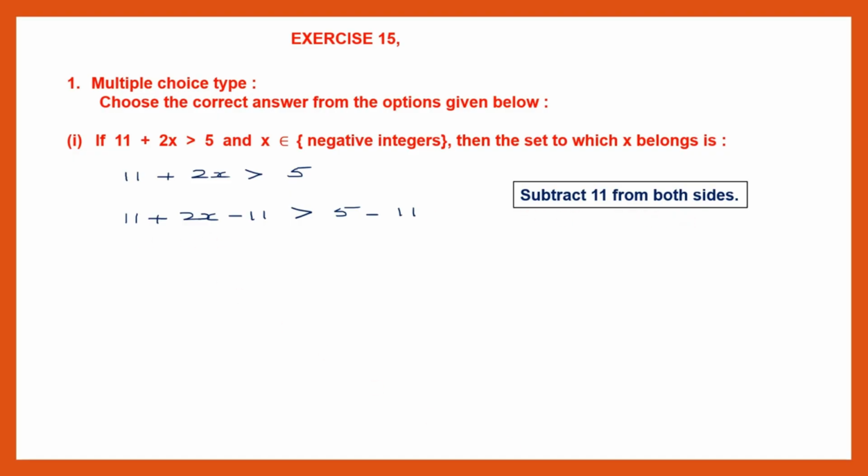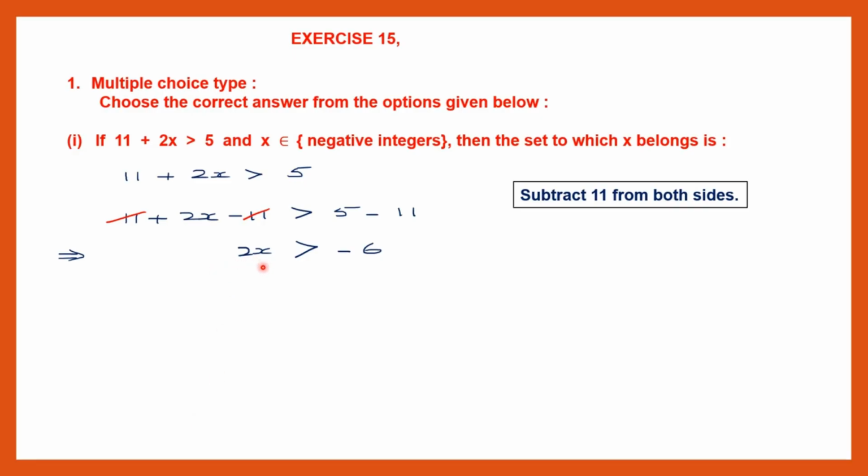Now let's simplify this. So what does this imply? Now 11 minus 11, this will get cancelled. So what do we have now? We have only 2x left, and 2x is greater than 5 minus 11. And how much is 5 minus 11? Minus 6. Now again we have to remove 2 so that we get x alone.